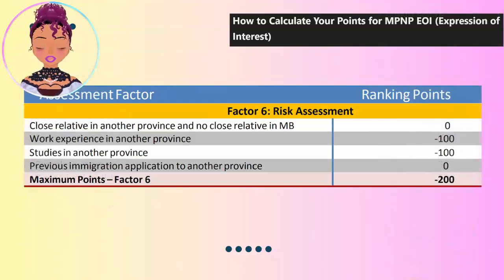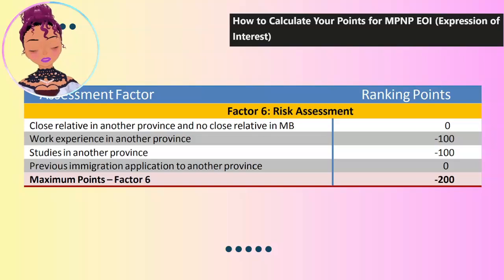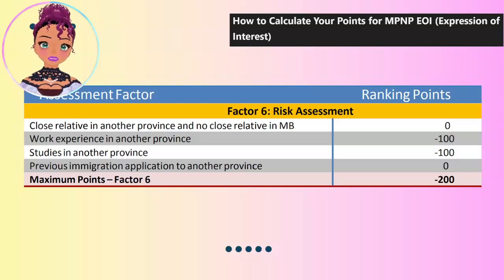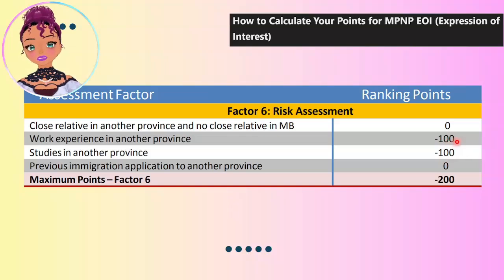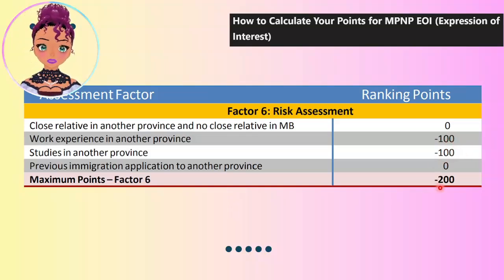The next factor is risk assessment. Now, risk factors are based on connections you have to other parts of Canada. You must answer yes to any question related to connections or applications to other provinces in Canada if they apply to you or your spouse if applicable. Now, points are deducted for having connections to another province. If you worked or if you had studied, then you would lose. If both apply, you would lose 200 points. If one applies, then you would lose 100 points. So those are the risk factors where you can literally lose points depending on your circumstances.